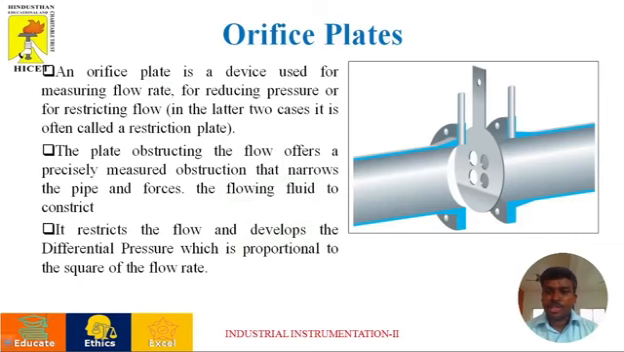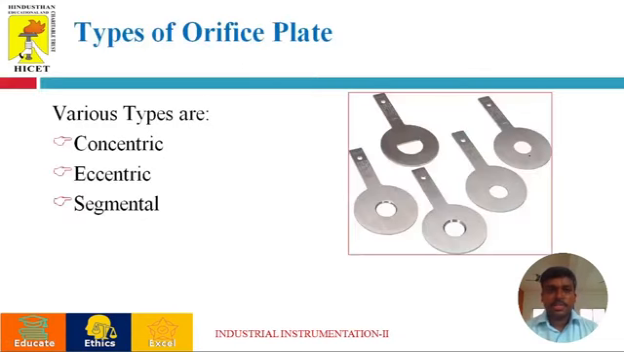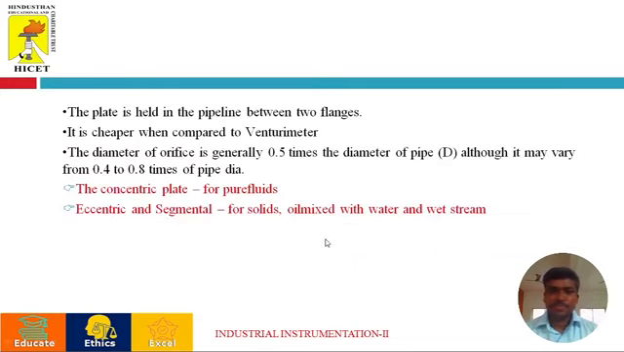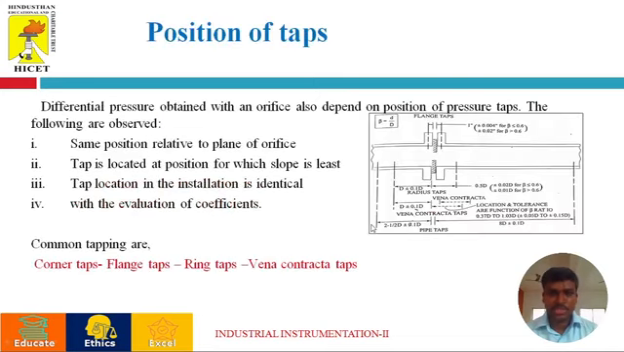Orifice plate is the heart of the instrument. It consists of a number of slots, and it is mainly used to create the pressure difference across the piping. The various types of orifice are concentric orifice, eccentric as well as segmental orifice. The diameter of the orifice is 0.5 times the diameter of the pipe. Eccentric is used for pure fluids, and segmental is used for solids as well as mixed fluids.